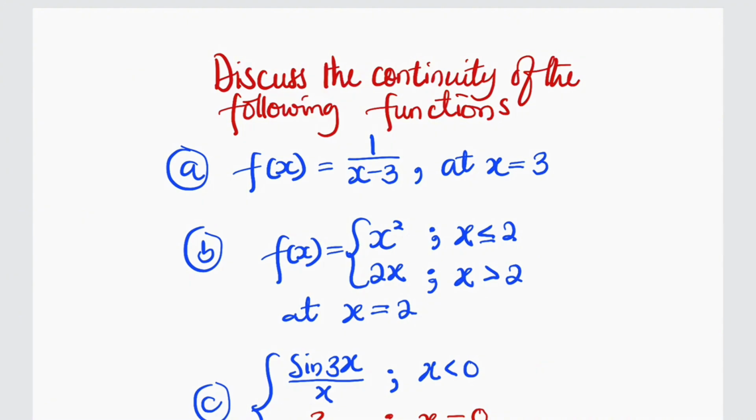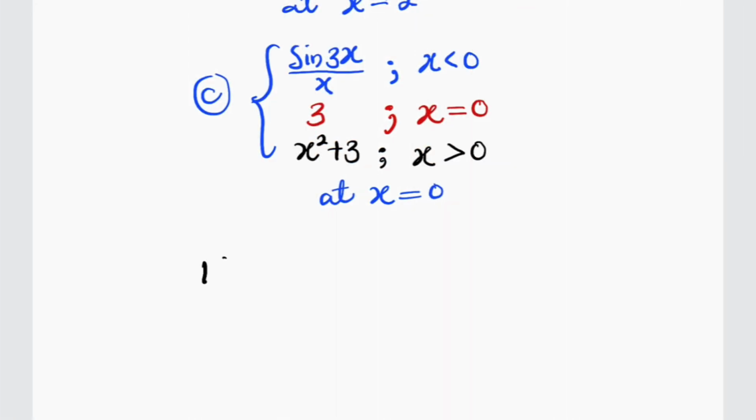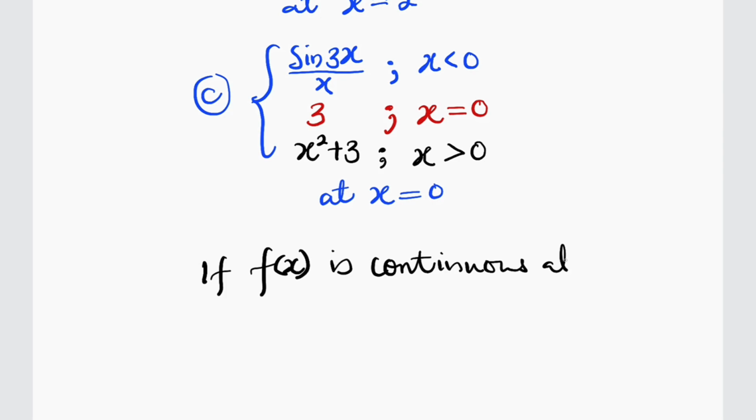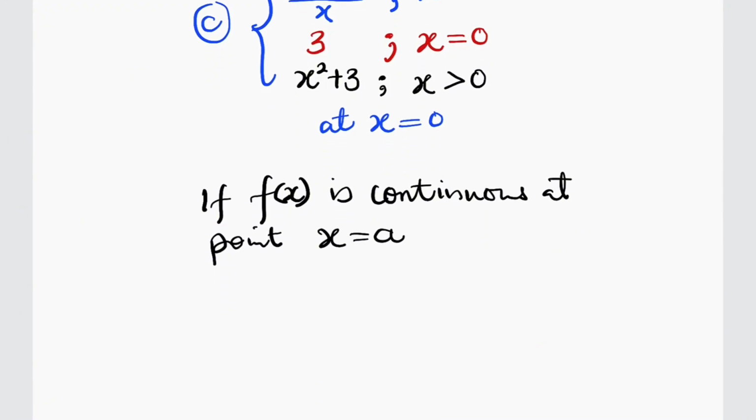And before then, I think it is important to explain to you what continuity means. So if we have a function f of x, if this function is continuous at a point where x is equal to a, then these three conditions must be satisfied. First, f of a must be defined.